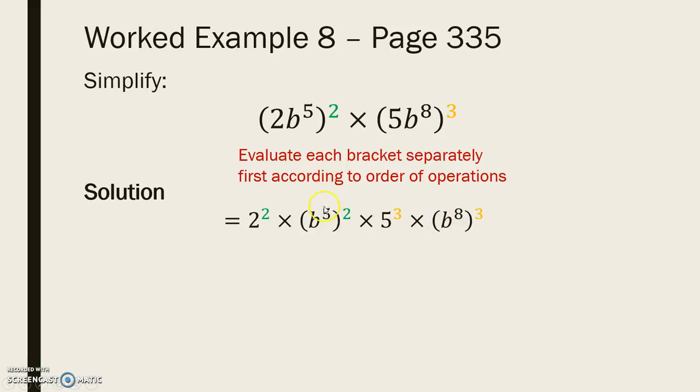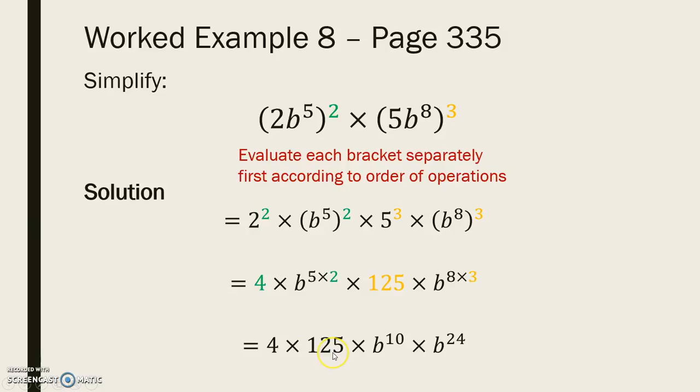So we're going to multiply the 5 and the 2 here using the fourth index law, and similarly over here multiply the base b, 8 times 3 to expand that bracket. So we get 2 squared is 4. This becomes 5 times 2 for our new index. 5 cubed is 125. And we multiply the 8 and 3 here. So our final answer, 4 times 125 times b squared, b to 10, sorry, 5 times 2 is 10. 8 times 3 is 24. And I've grouped the coefficients of the numeric values at the front there.